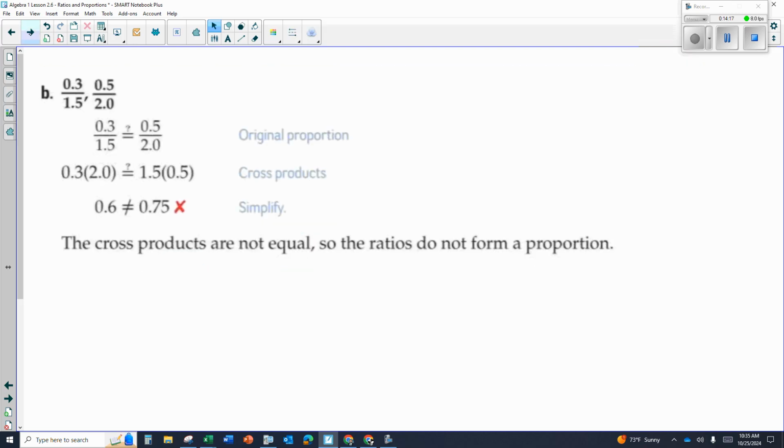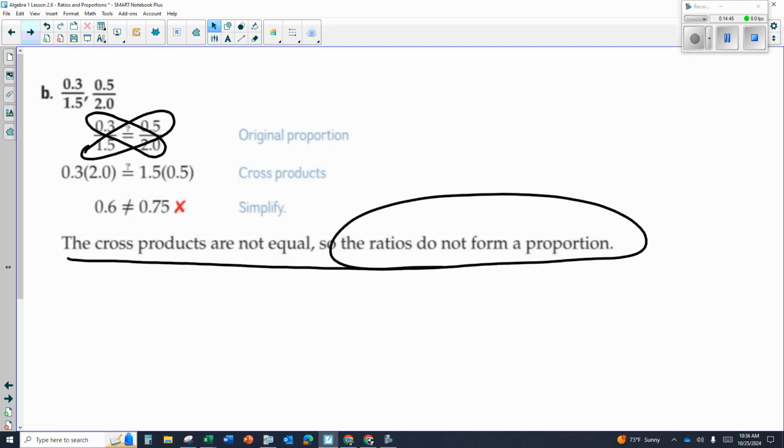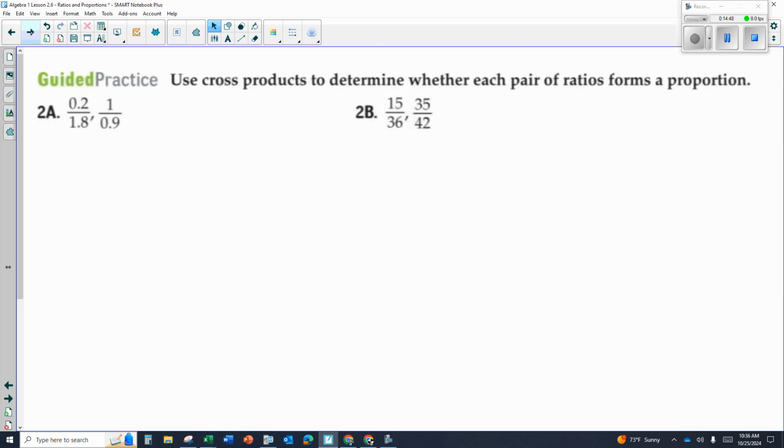If we take a look at B, we have the ratio of 0.3 to 1.5, 0.3 divided by 1.5, and then 0.5 divided by 2.0. If we look at the cross products, one way you could do that is 0.3 times 2.0, that's 0.6. 1.5 times 0.5, well, that's 0.75. So the cross products are not equal, and the ratios do not form a proportion. At this time, take a look at guided practice 2A and 2B, and go ahead and pause the video so you can try these two problems for yourself.